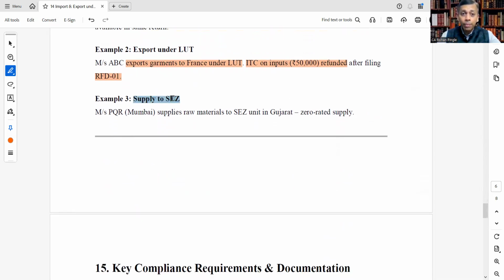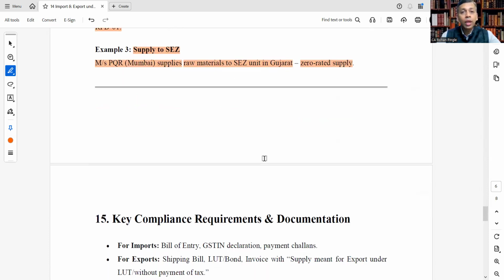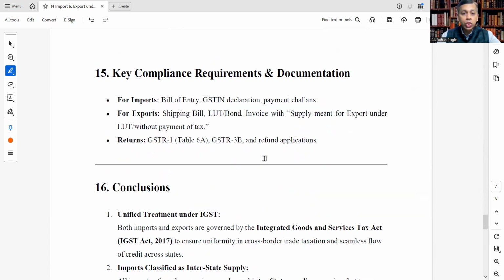Example 3, supply to SEZ units would be zero rated. Messrs. PQR Mumbai supplies raw materials to an SEZ unit in Gujarat. It will be treated as zero rated supply. I think it is clear to you.